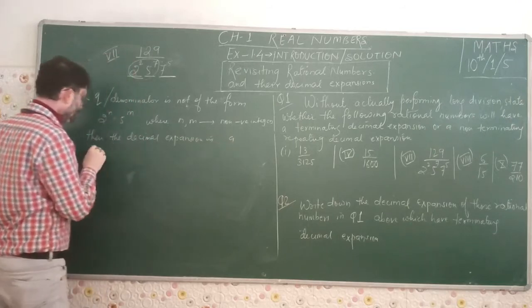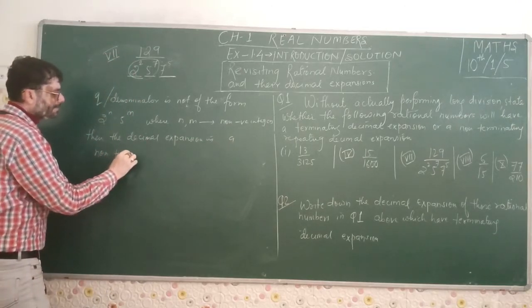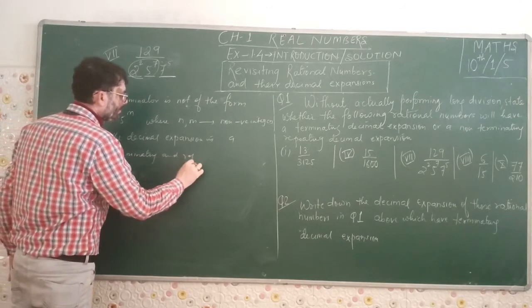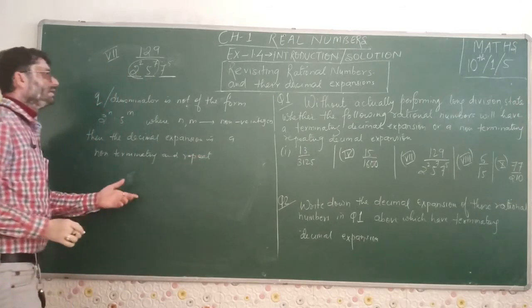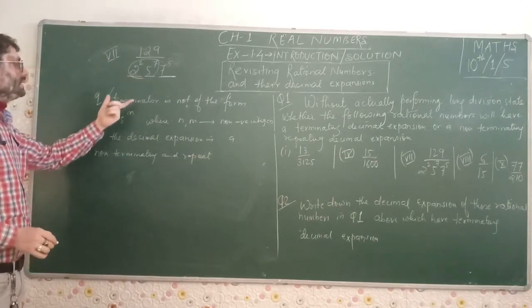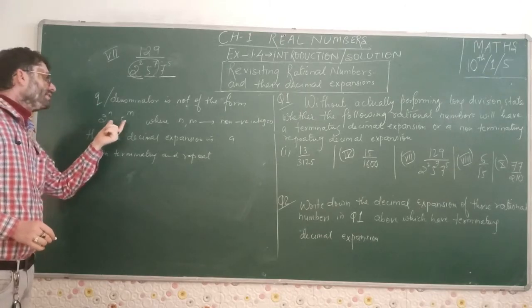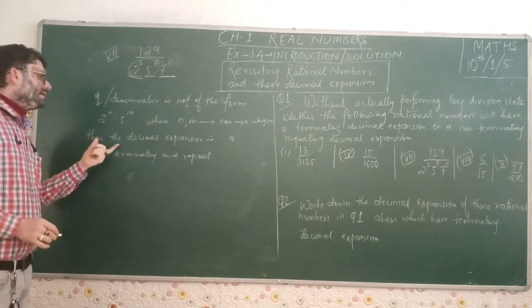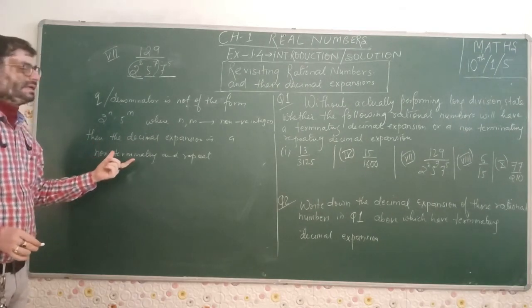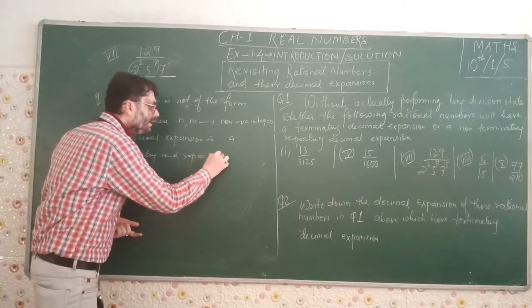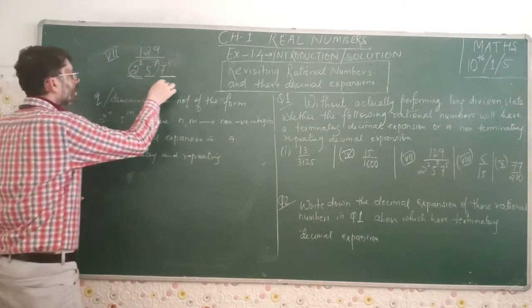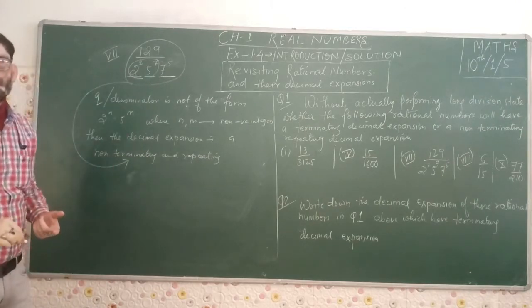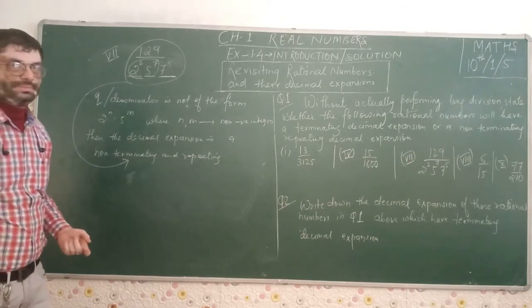is a non-terminating and repeating. That means here also q is not of the form, that is the denominator is not of the form 2 to the power n, 5 to the power m, where n and m are non-negative integers, then the decimal expansion is a non-terminating and repeating decimal expansion. So here the decimal expansion of this is non-terminating and repeating decimal expansion.